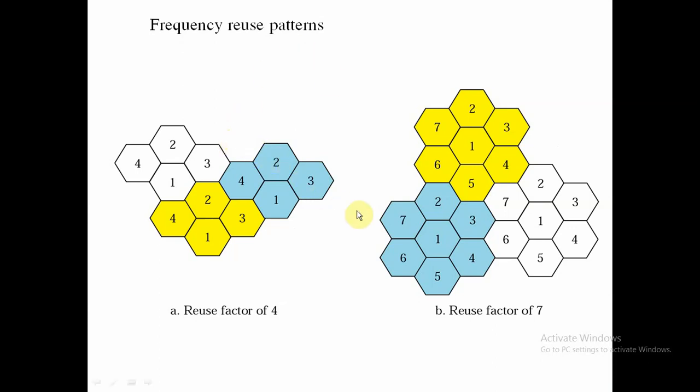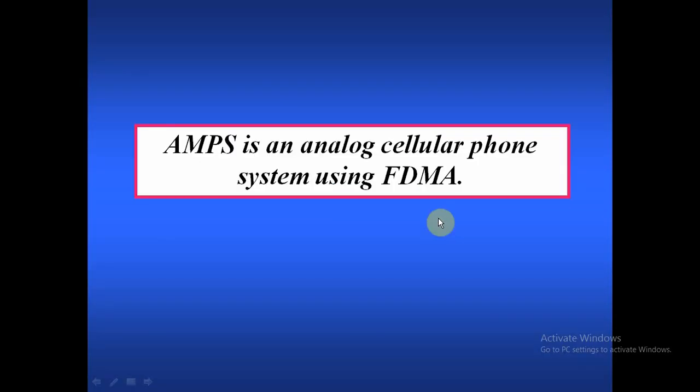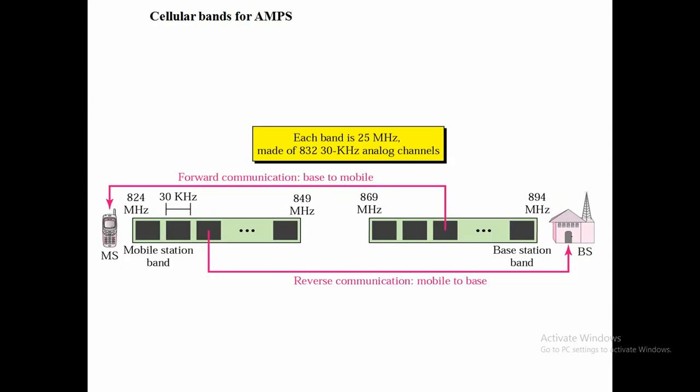The figure shows the pattern with reuse factor 4. Only one cell separates the cells using the same set of frequencies. In the pattern with reuse factor 7, two cells separate the reusing cells. We have already seen AMPS, an analog cellular phone system. It uses FDMA, frequency division multiple access.